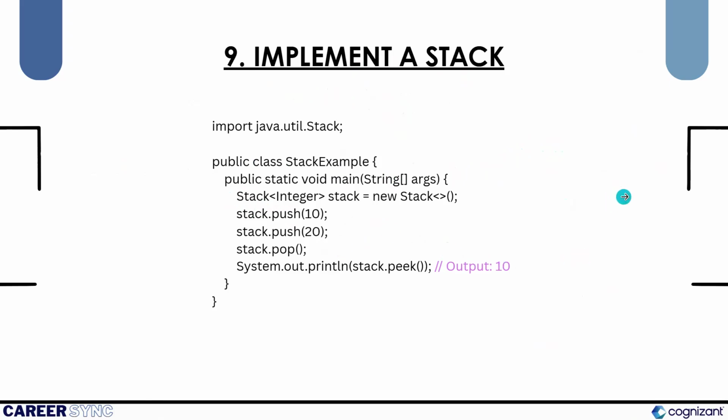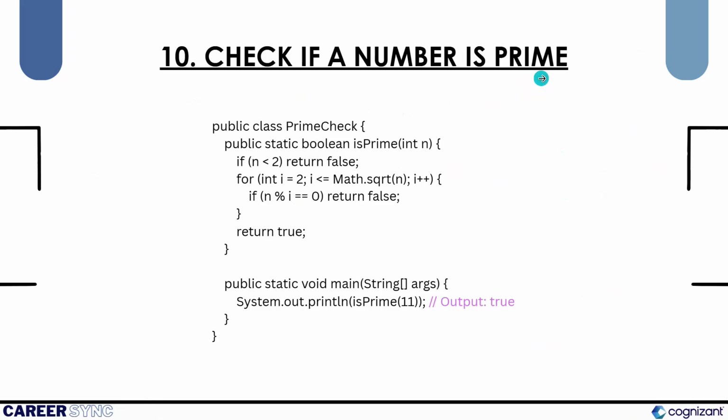Now going to the next question: check if the number is prime. To check if a number is prime, iterate from 2 up to the square root of the number. If it is evenly divisible by any divisor in this range, it is not a prime number. This optimized method reduces unnecessary checks and improves efficiency. Prime number checking logic is crucial in areas like cryptography and number theory. Special cases such as 0, 1, and negative numbers must be handled carefully.